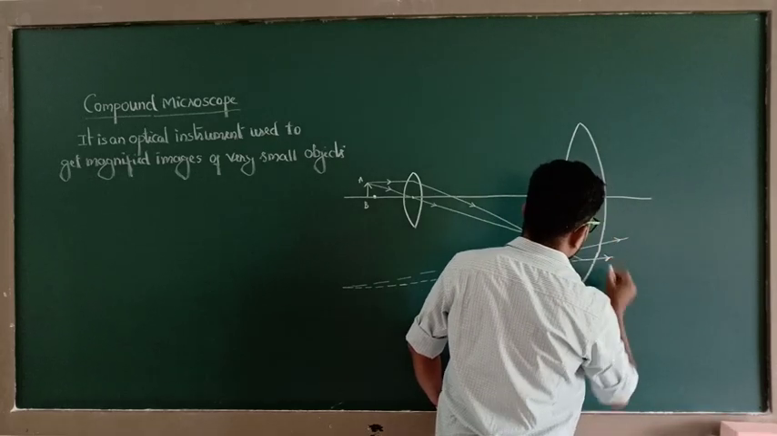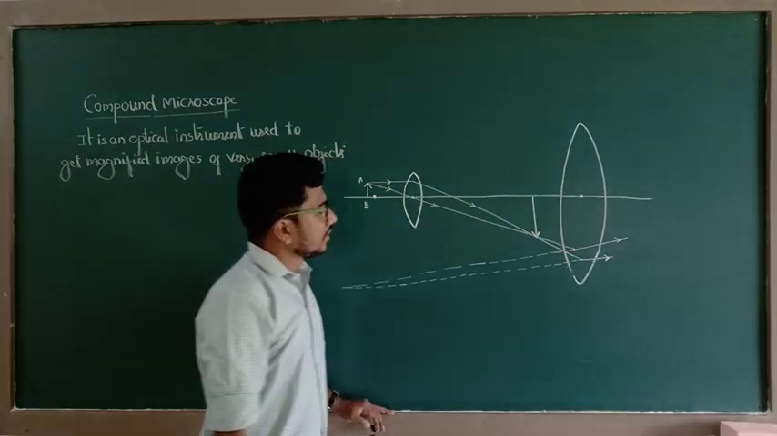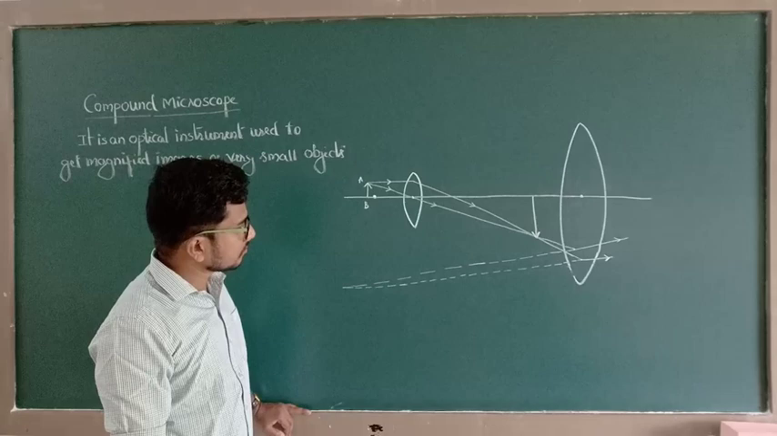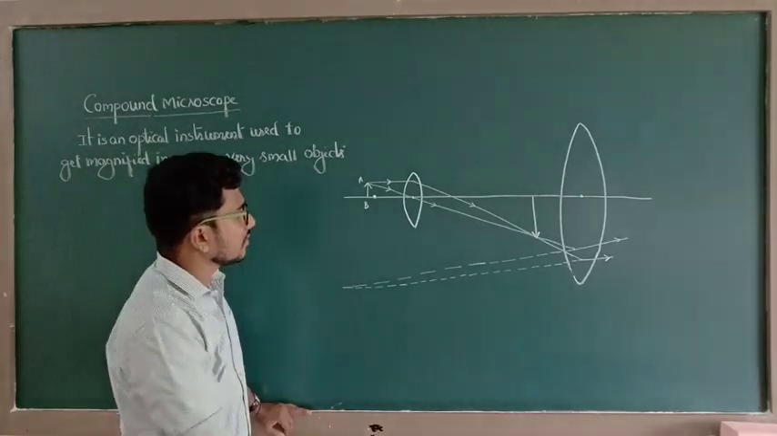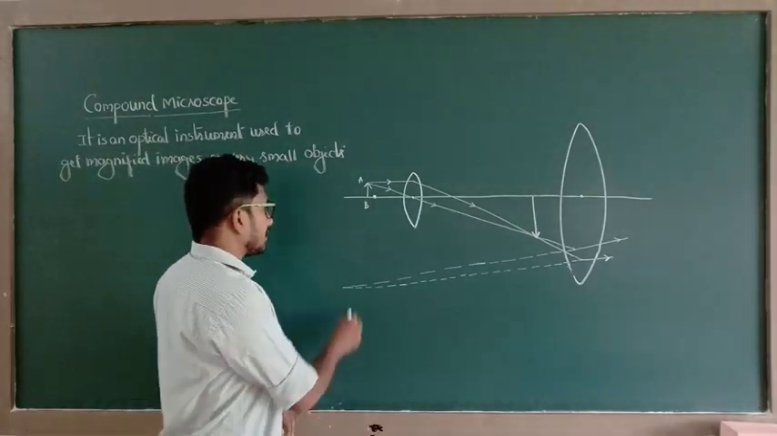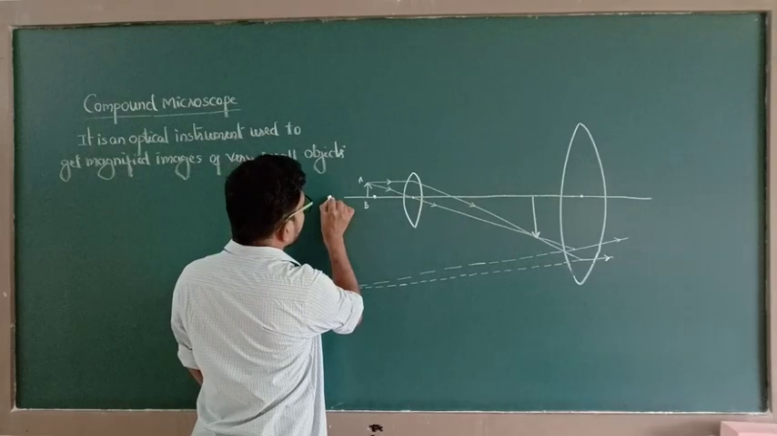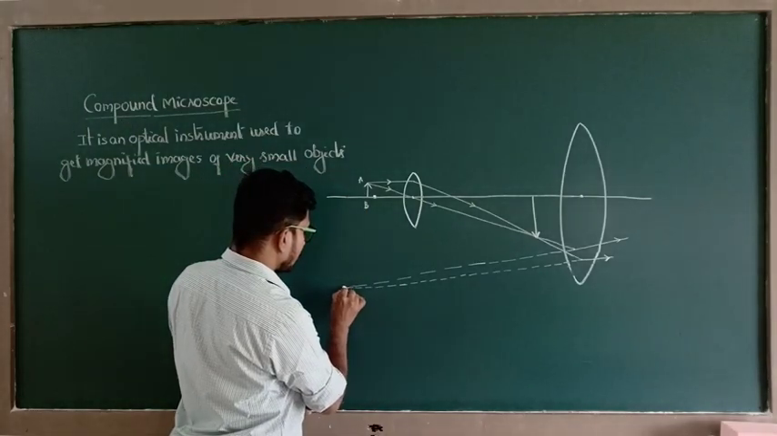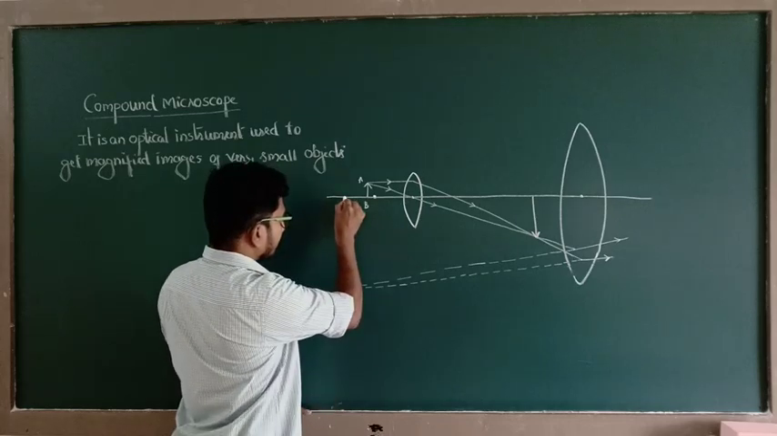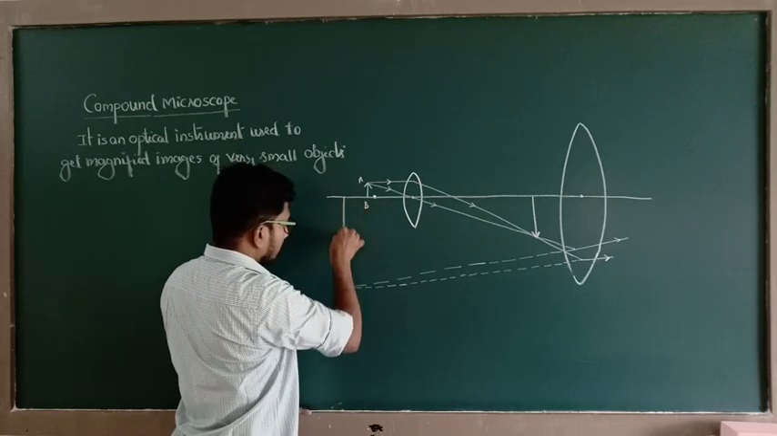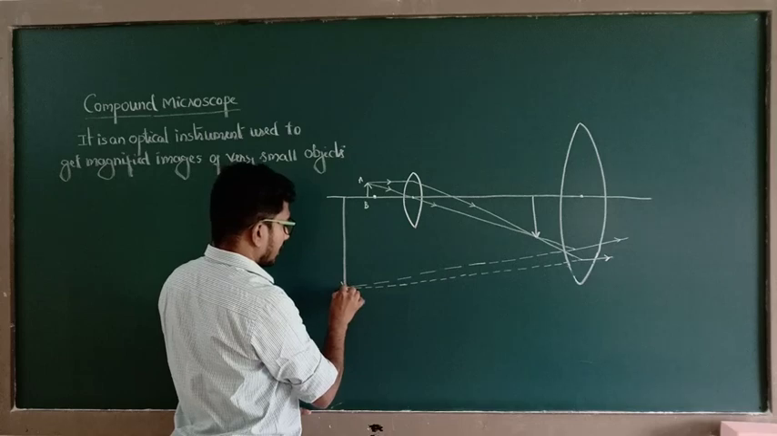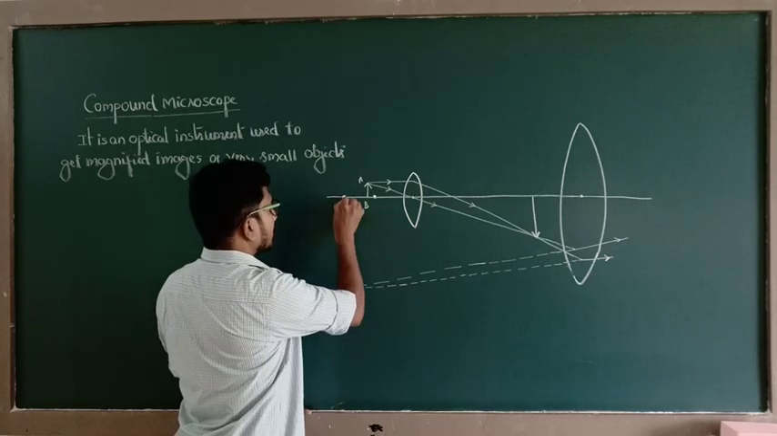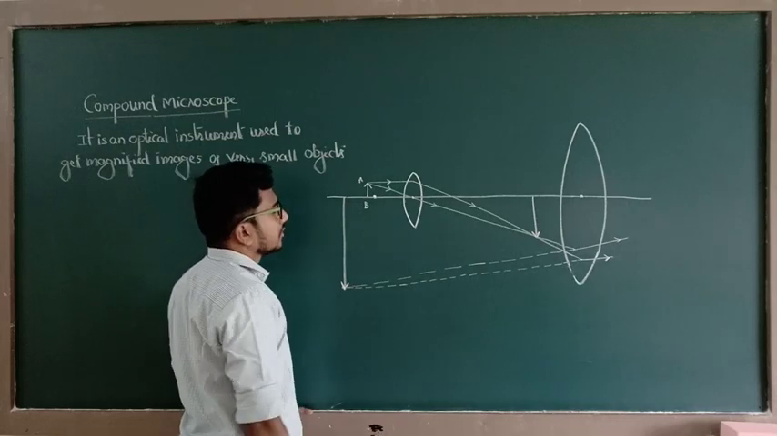Direction of refracted light rays. Now, by producing these two light rays in the backward direction, they are going to meet at some point. This intersecting point represents the position of the image. Head and tail, so this is our final image.